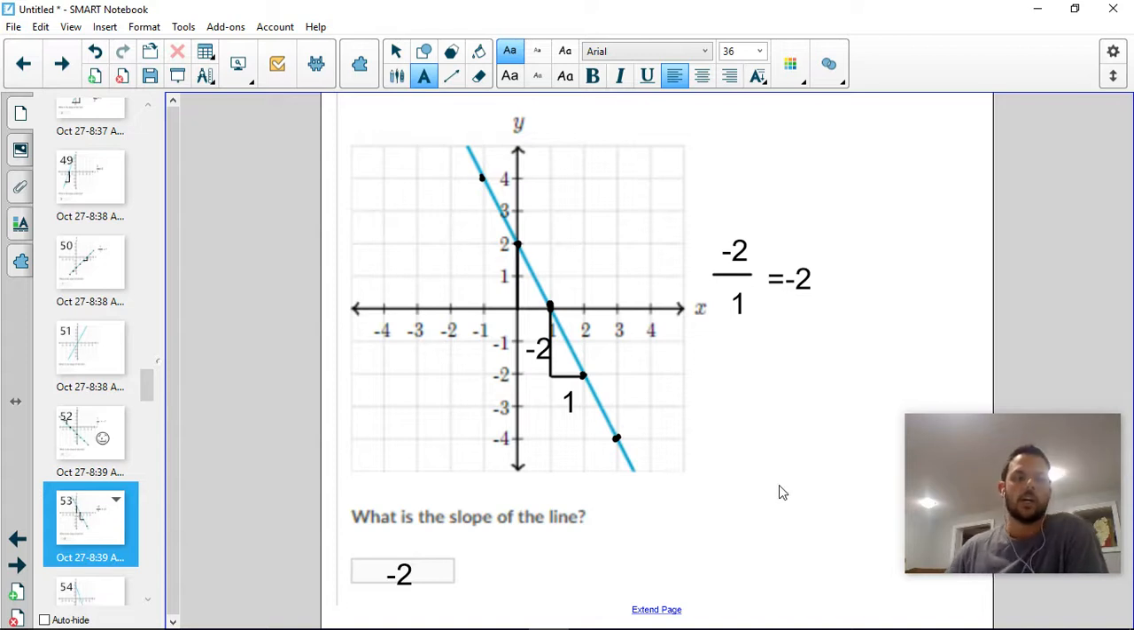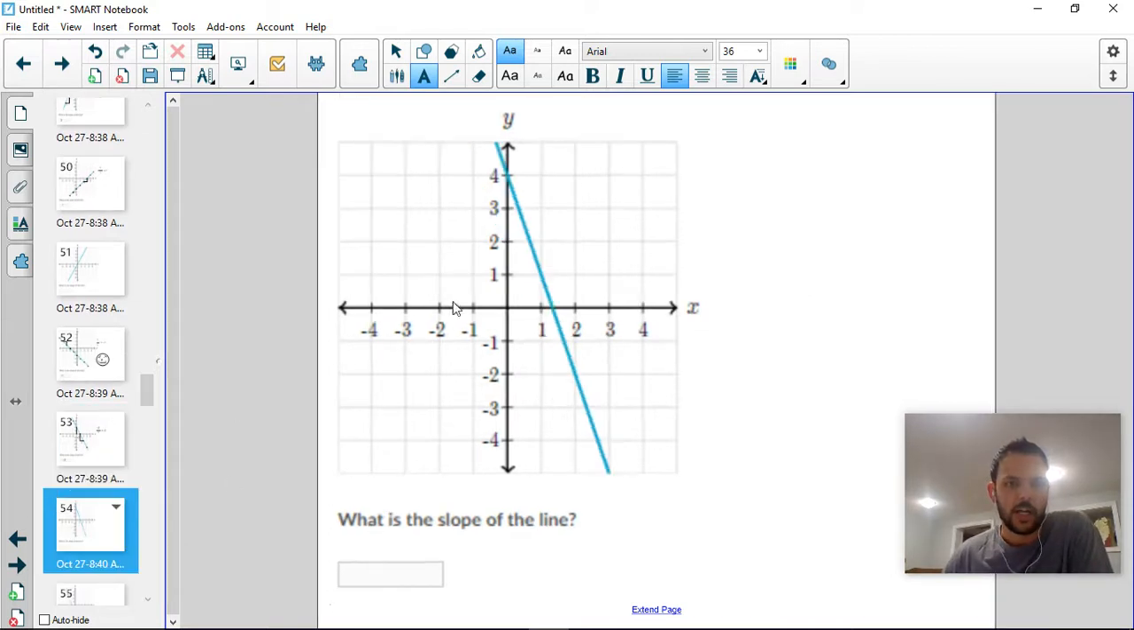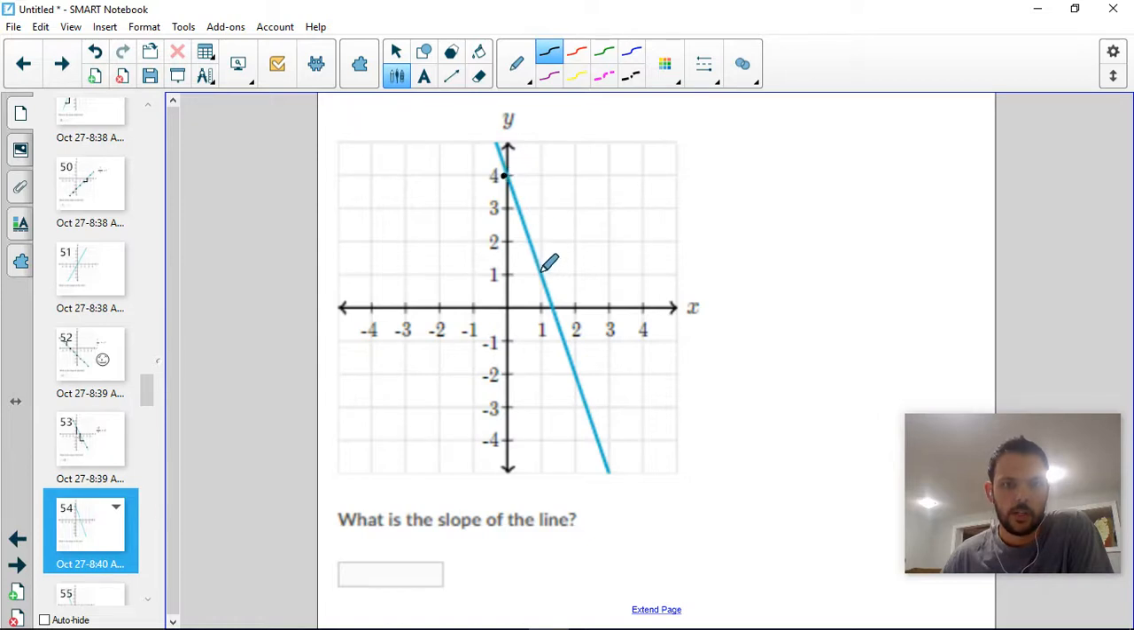All right. So this is slope from graphs. I guess we could do maybe one more negative one here. All right, one more negative.